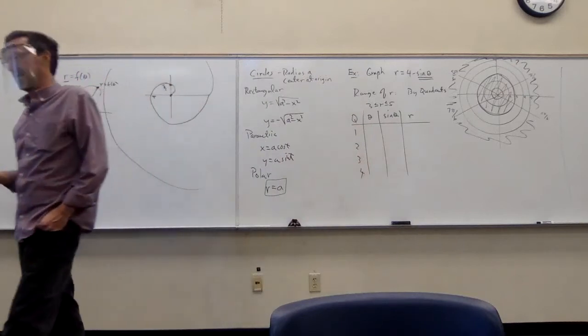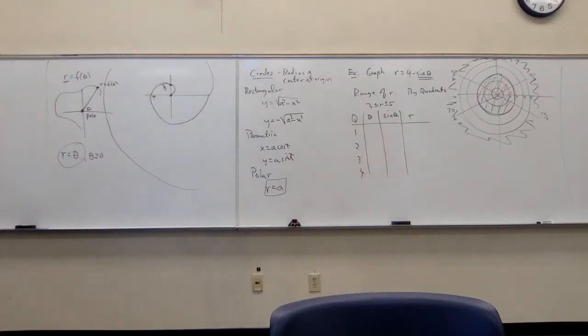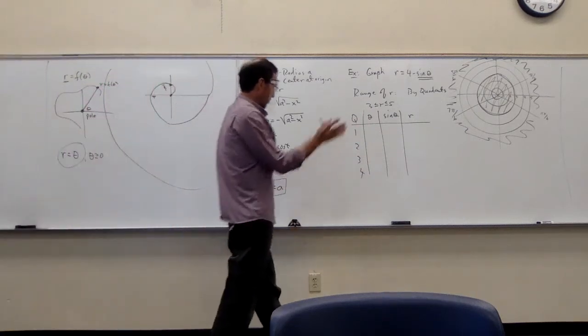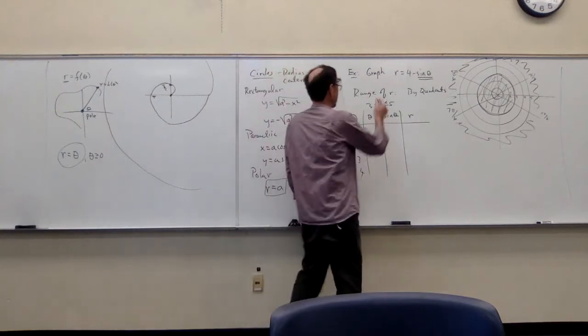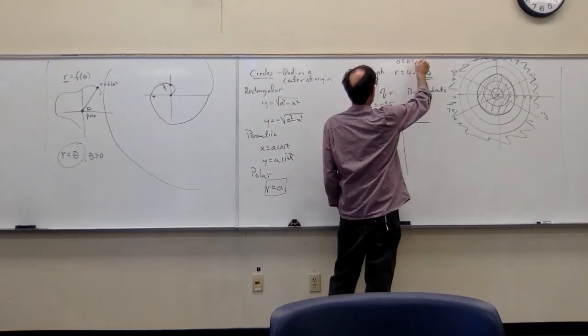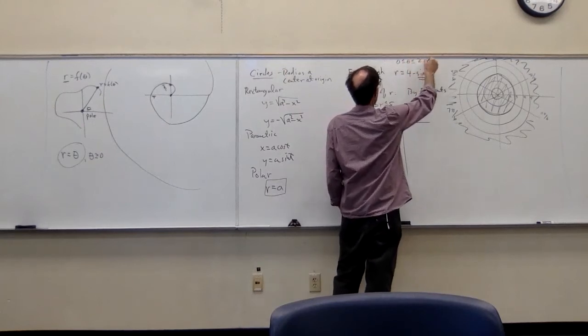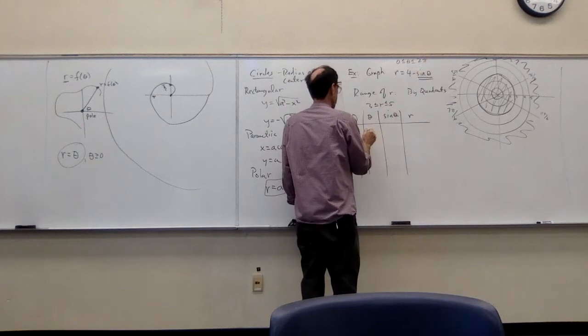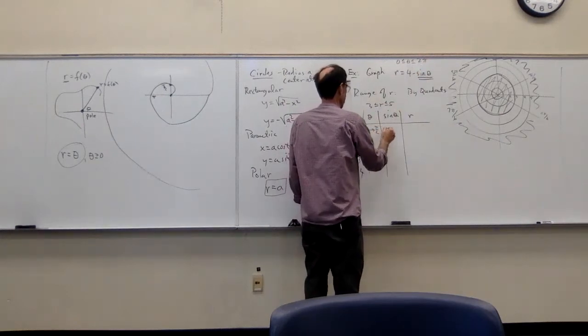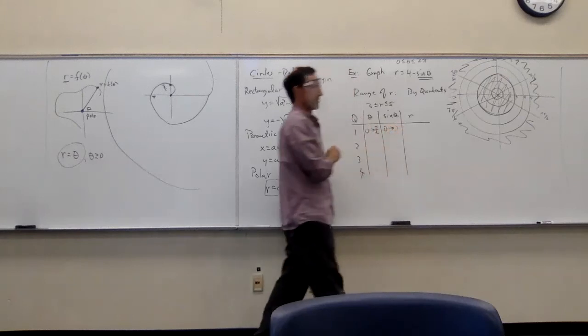Because we're not changing the period, it's 2 pi. If we can figure out all 4 quadrants, we'll know everything. In fact, we can just do this for the first revolution, and nothing's going to change beyond it. So in the first quadrant, theta goes from 0 to pi over 2. Sine goes from 0 to 1.